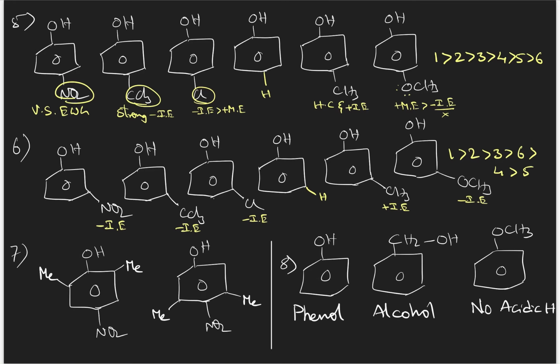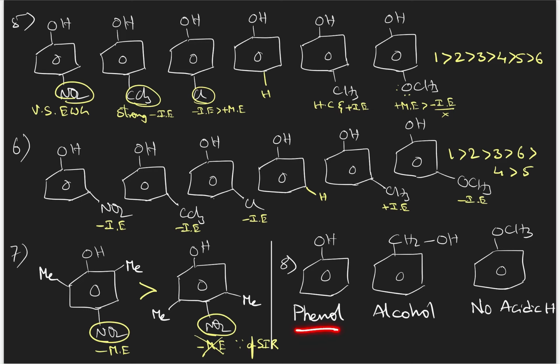Then coming to the seventh example. In this one, this NO2 has a negative mesomeric effect, and in this case this NO2 does not have a negative mesomeric effect because of the SIR effect. I already explained this one. Therefore, having a negative mesomeric effect is better.